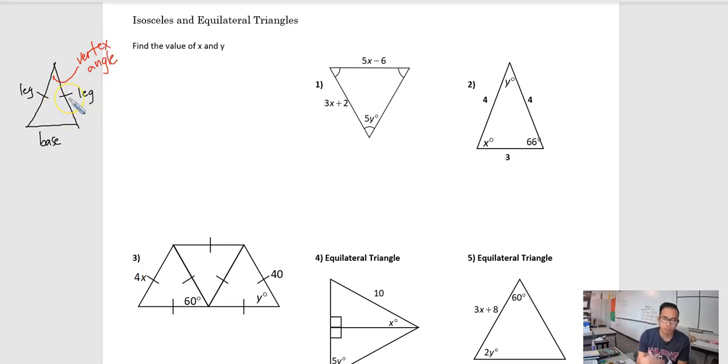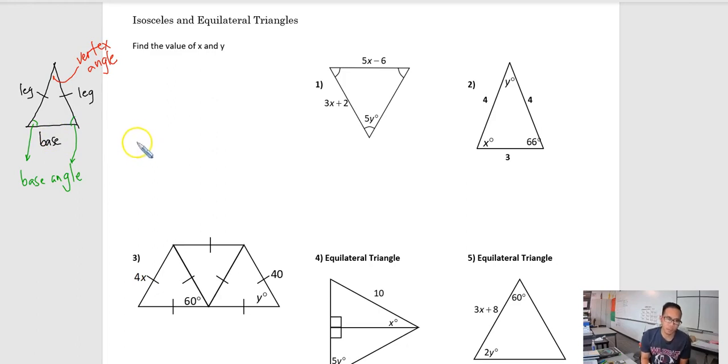So all of them we can call a vertex angle, but in this particular type of triangle, we call these angles here your base angles. We call them the two base angles, and the base angles are always congruent, meaning they are the same. They have the same measure.